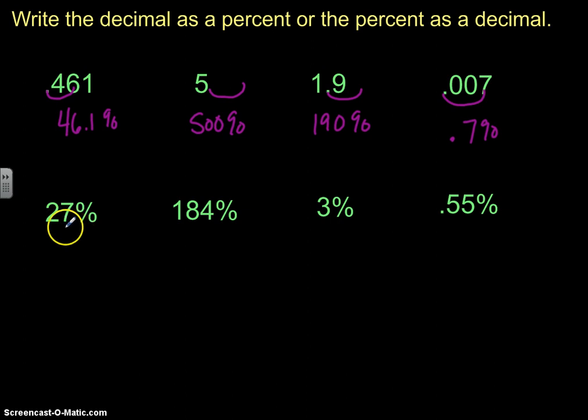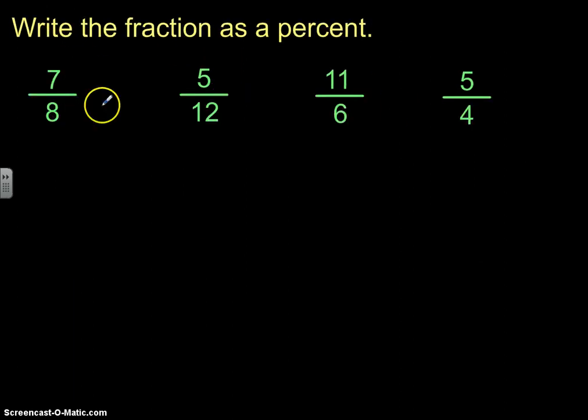Here, let's make 27% a decimal. We're going to move it two places to the left, so it's 0.27. Here, 184%, move it two places to the left, that is 1.84. 3%, two places to the left, that's 0.03. Then 0.55%, I'm going to make it even smaller. Two places to the left, that's 0.0055. Very basic stuff.